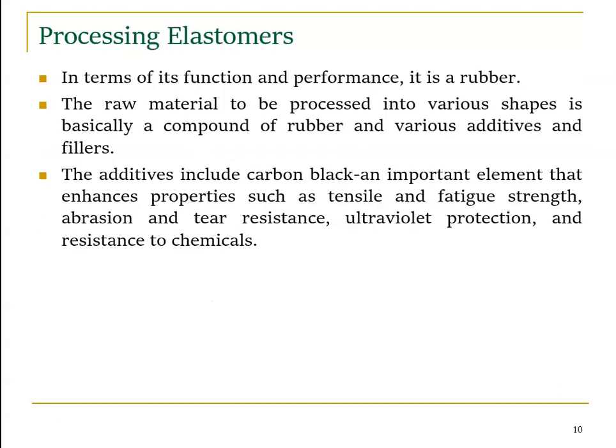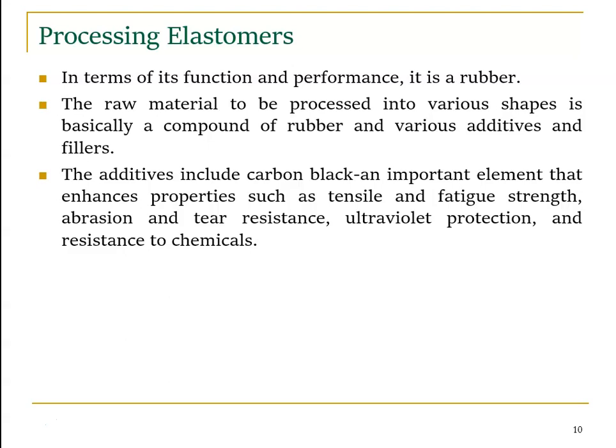The next process is processing of elastomers. Up to this point we have seen the processing of plastics, right? Now we go with the elastomers. In terms of function and performance, an elastomer is also called a rubber, right? So elastomers, we can say, are rubber. The raw material to be processed into various shapes is basically composed of rubber and various additives and fillers.